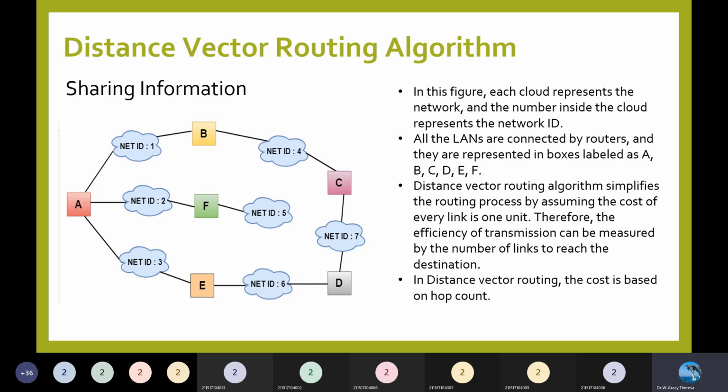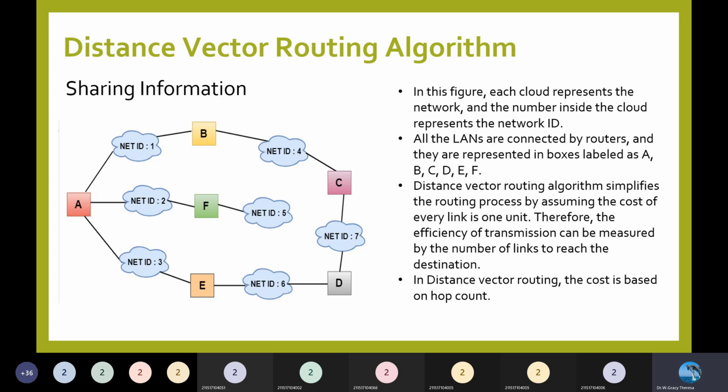The distance vector routing algorithm simplifies the routing process by assuming the cost of every link is 1 unit. This diagram is a simplified representation of how the distance vector routing algorithm works, by assuming that the cost between two networks is only 1. That is what they are saying: the algorithm simplifies routing by assuming the cost of every link is only 1 unit.